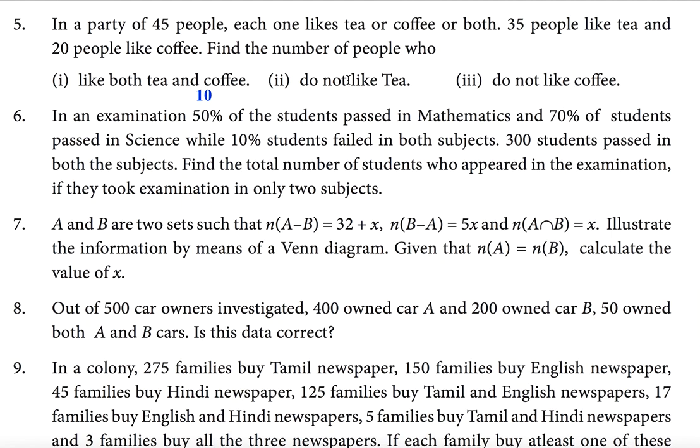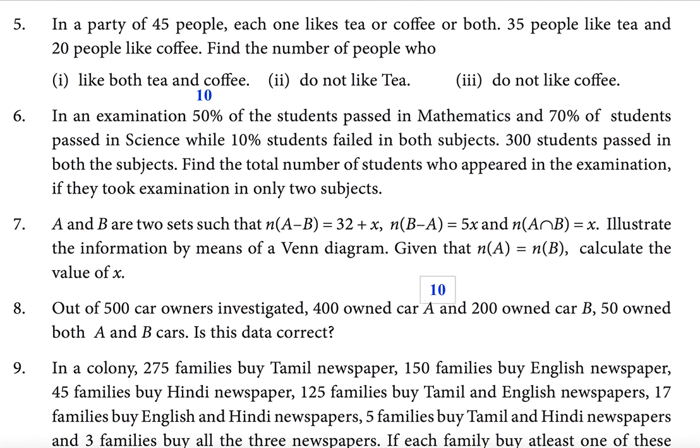Who do not like tea means who drink only coffee, right? Yes, who do not like tea means who drinks only coffee. The intersection part you already know. 20 people like coffee. Out of 20, 10 people also drink tea, right? So 20 minus 10 is 10. So that is who do not like tea.